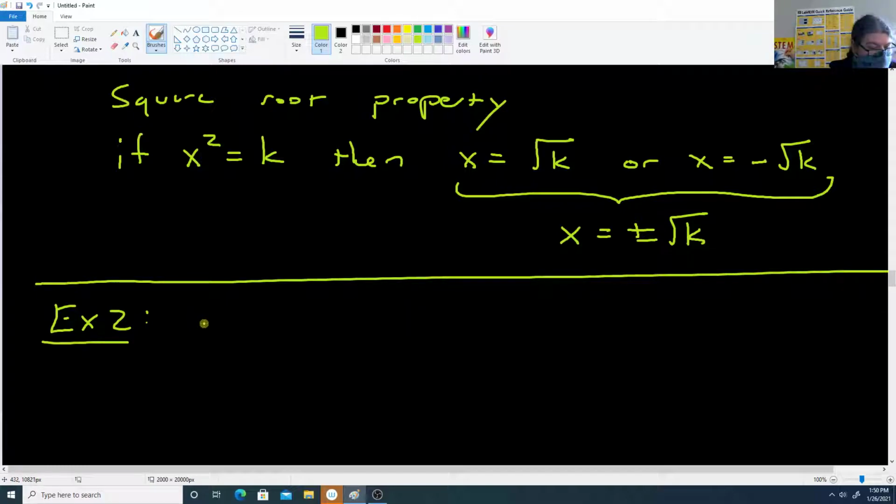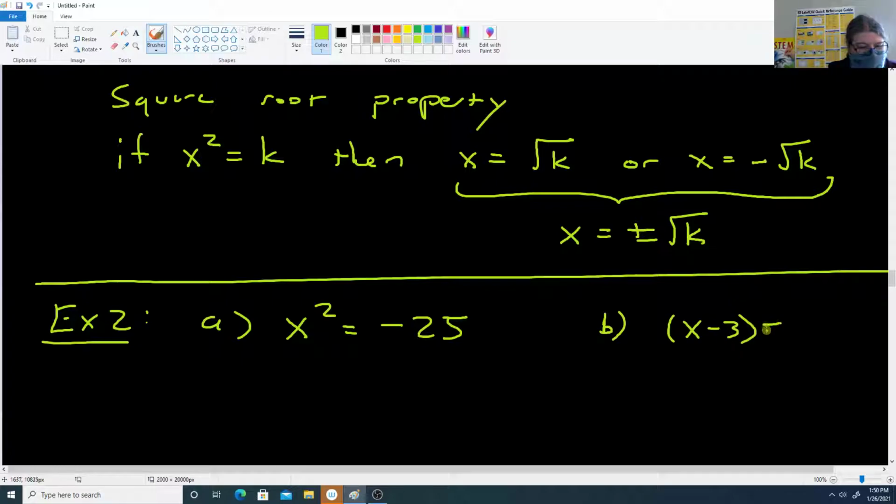So we're going to say, part A, we want to see how to solve x squared equals negative 25 for x. And part B, what if we had something like (x minus 3) squared equals 12.